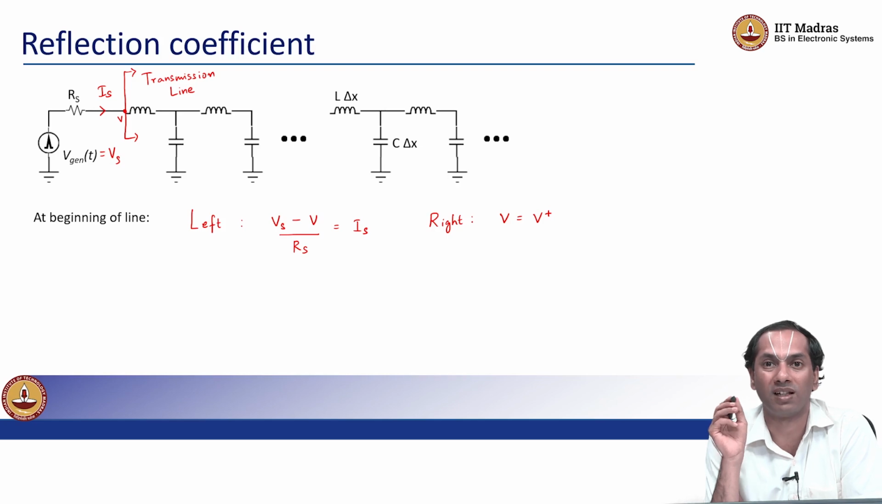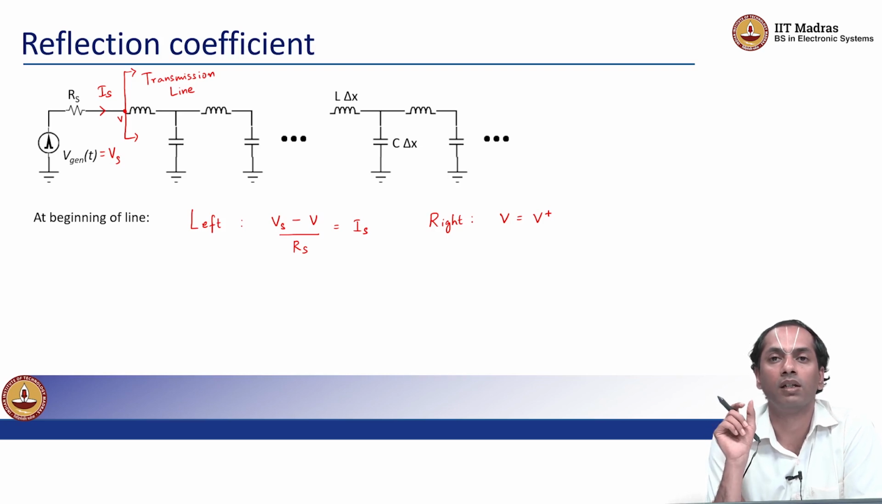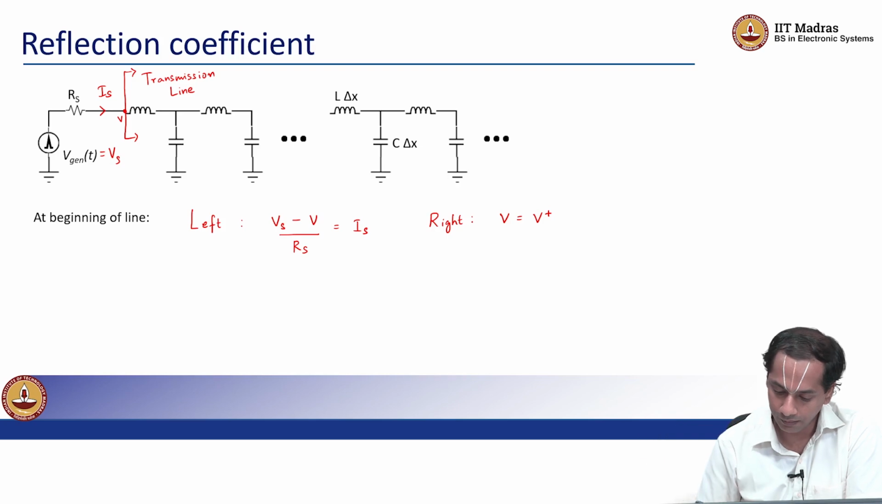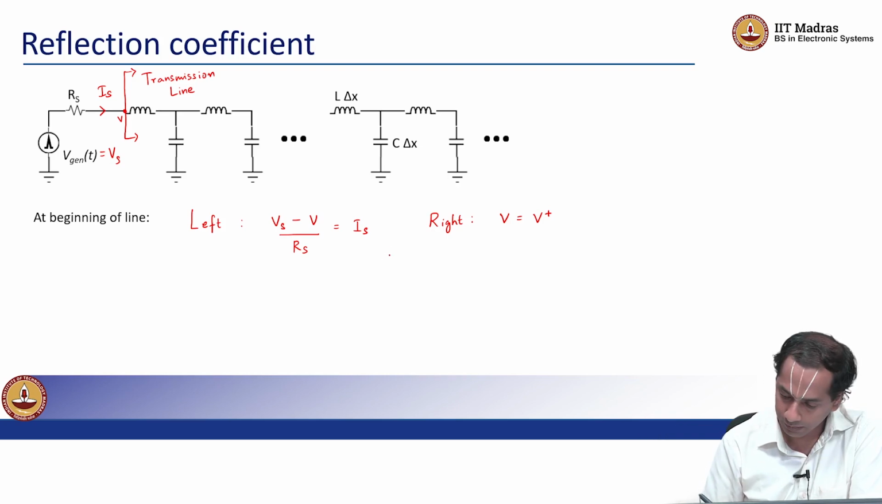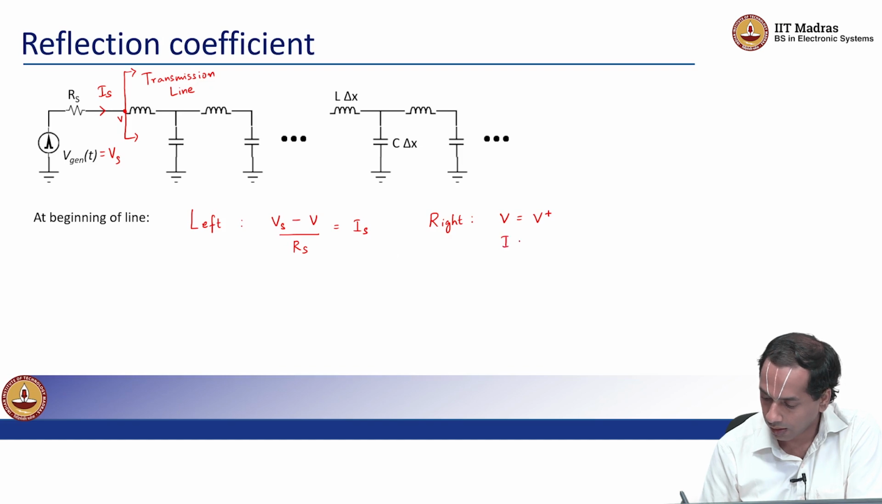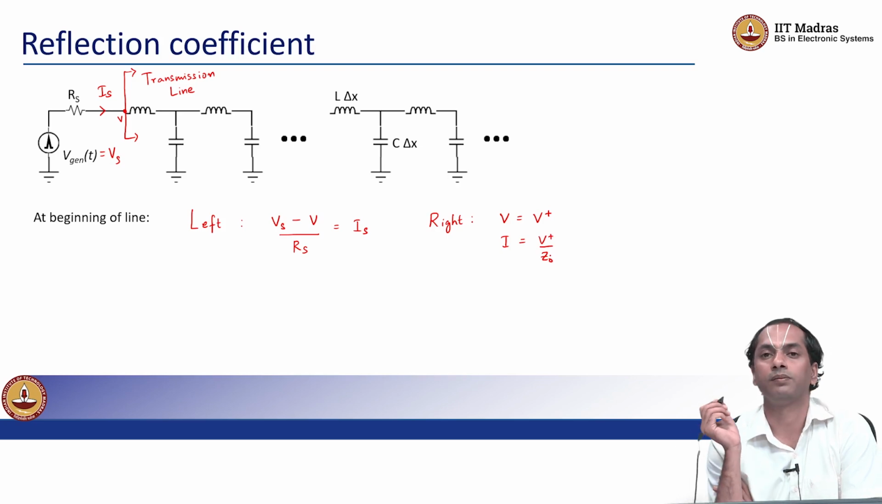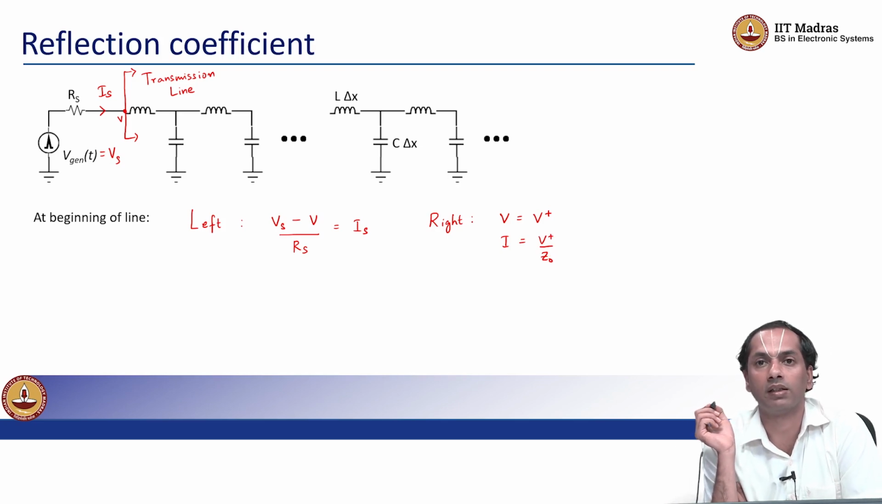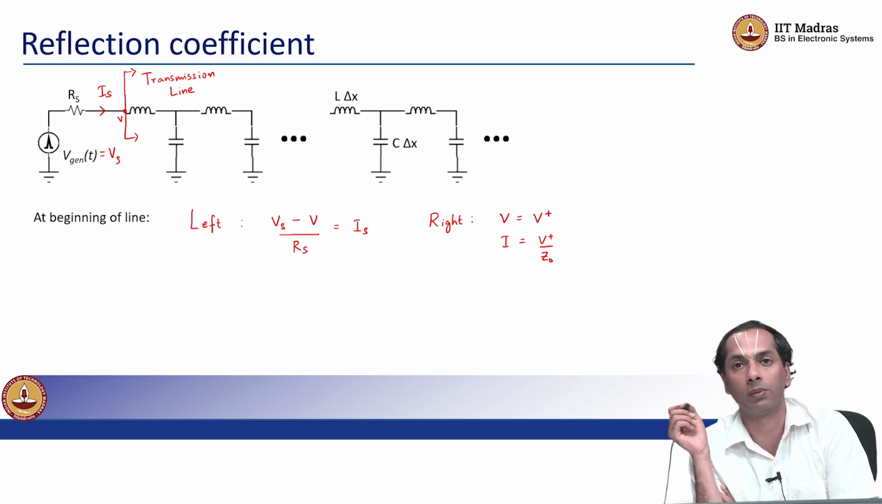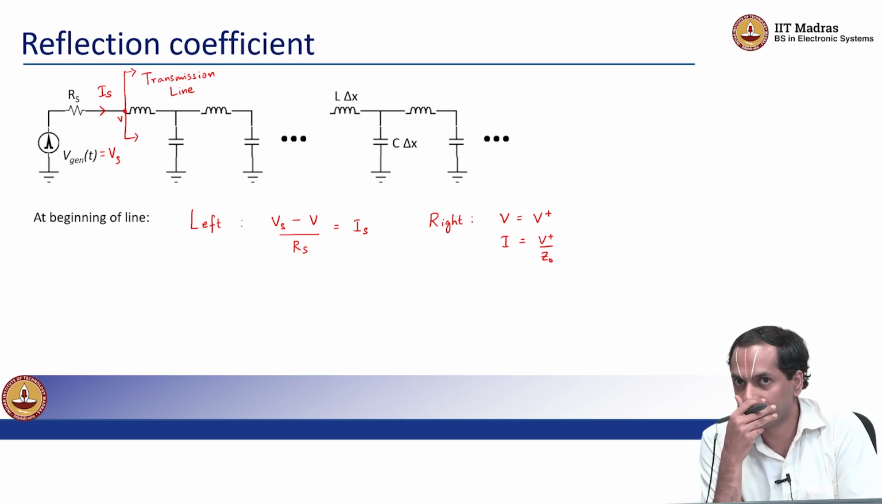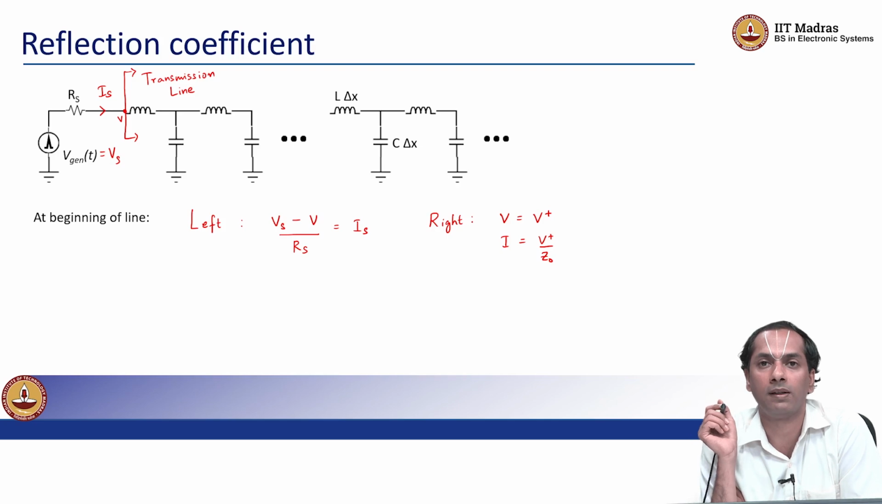So we only have the V plus, right, which is the t minus x by v function, the function that has t minus x by v as the argument. That's the only function that is required to describe the voltage on the transmission line at the beginning of the line. Okay, so I is this V plus by Z naught. Okay, so the voltage and current in the transmission line in terms of V plus and V minus, right? So the onward going voltages, right?